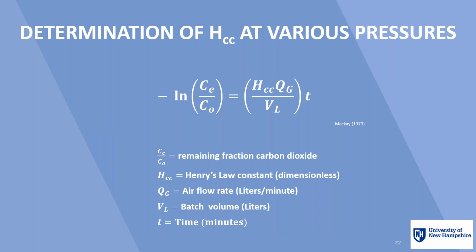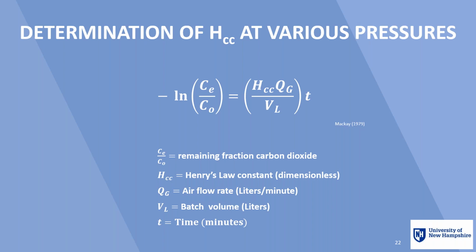So the data that I collected could then be used to find the Henry's Law constant at different pressures. The equation shown here is an established model for the batch stripping process. Using this equation, you can find the Henry's Law constant at each pressure by plotting the natural log of the final concentration over the initial concentration as a function of time. And this should yield a linear relationship.